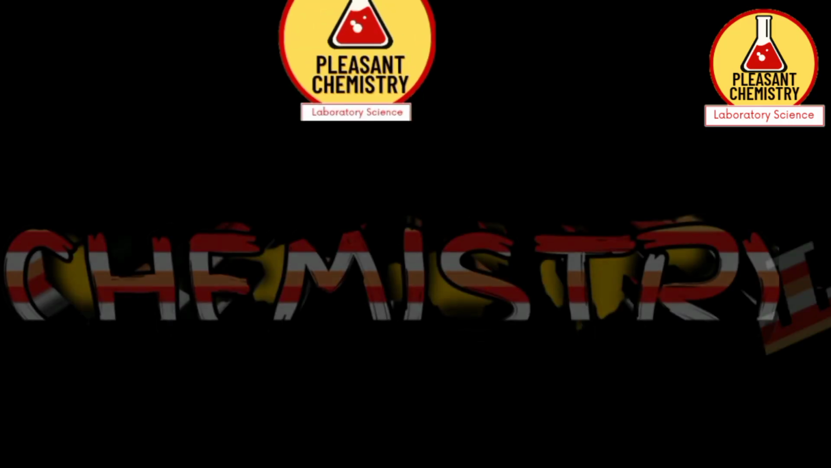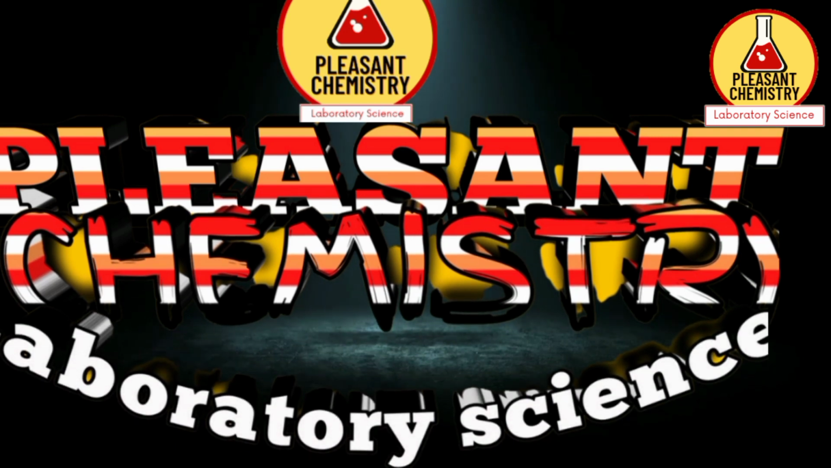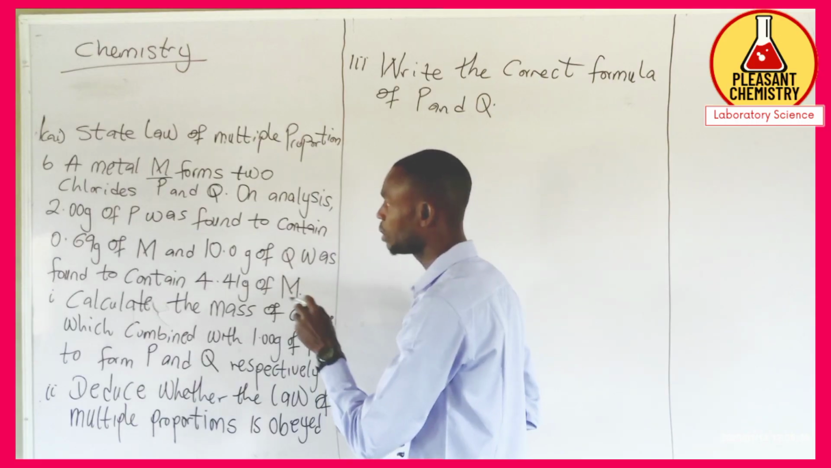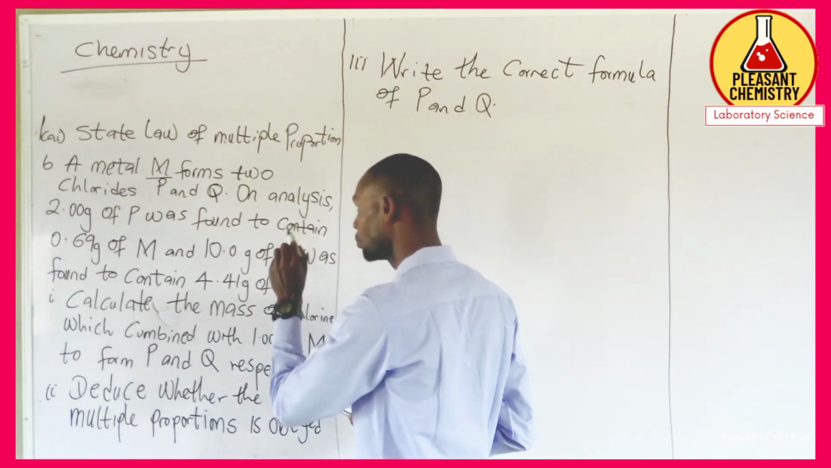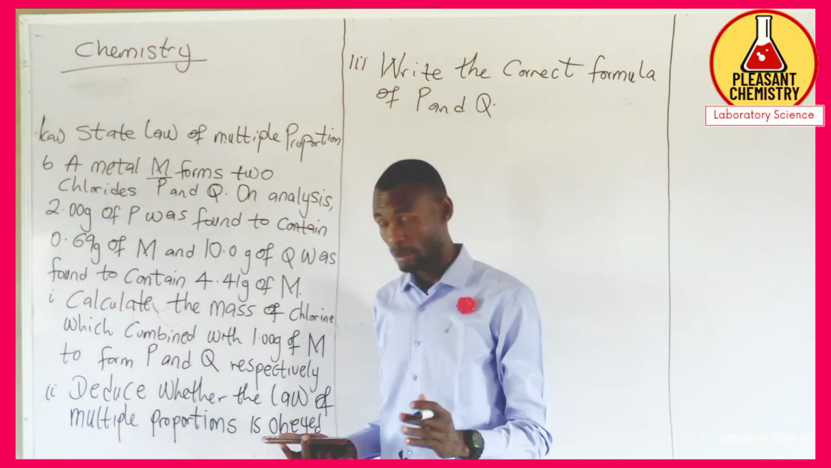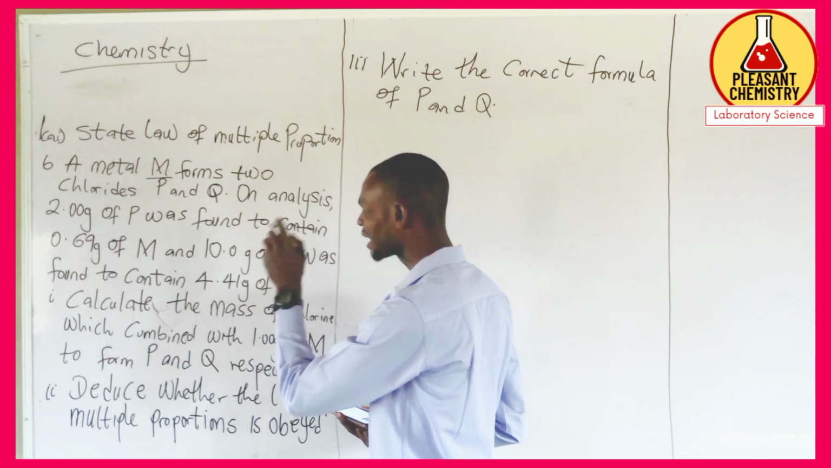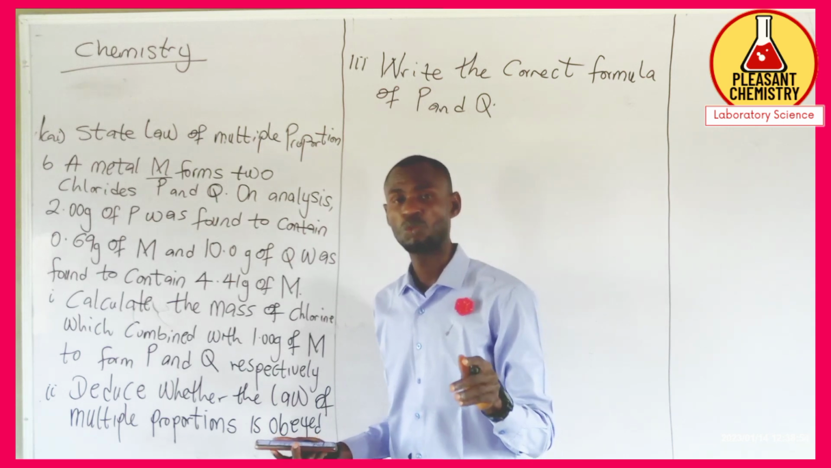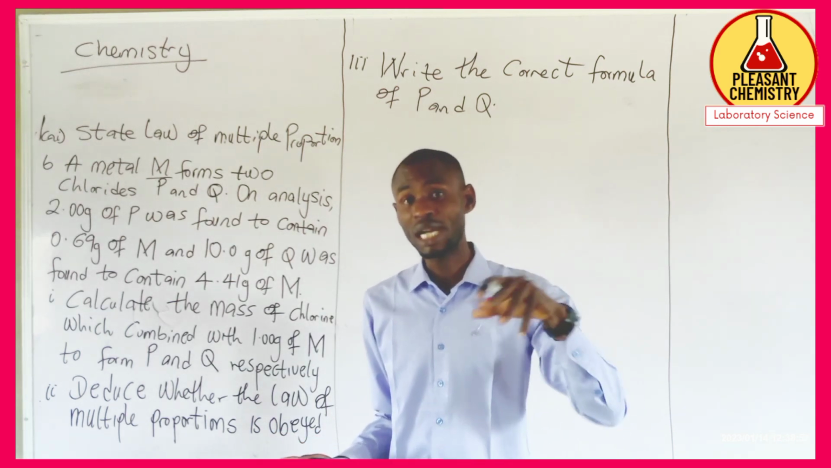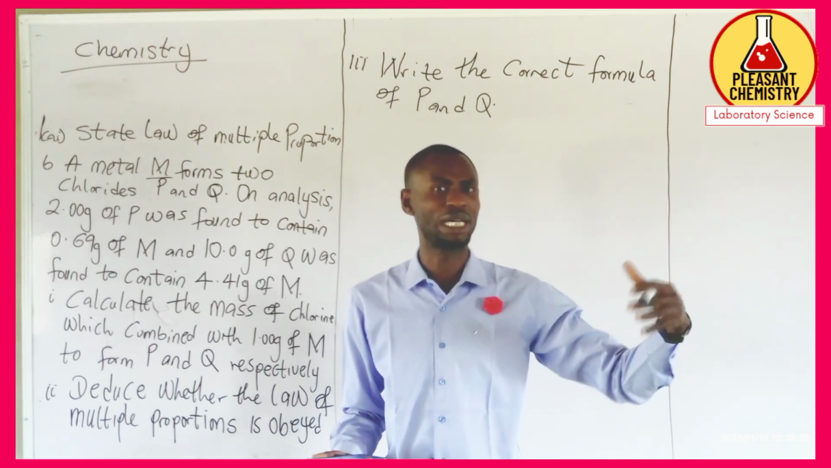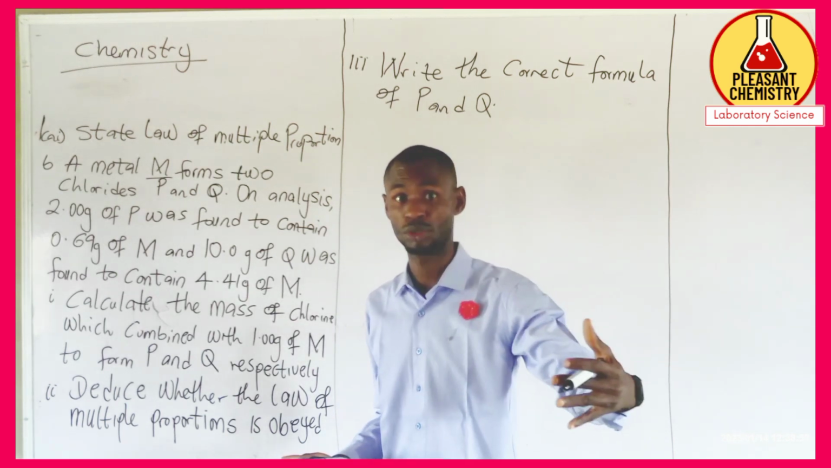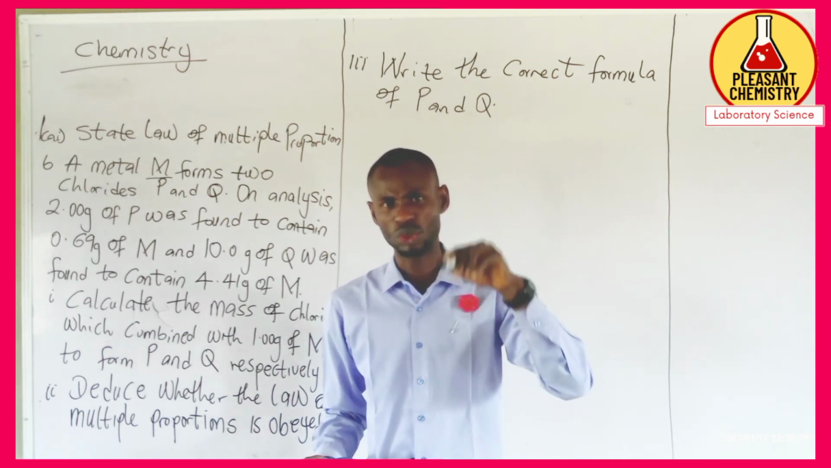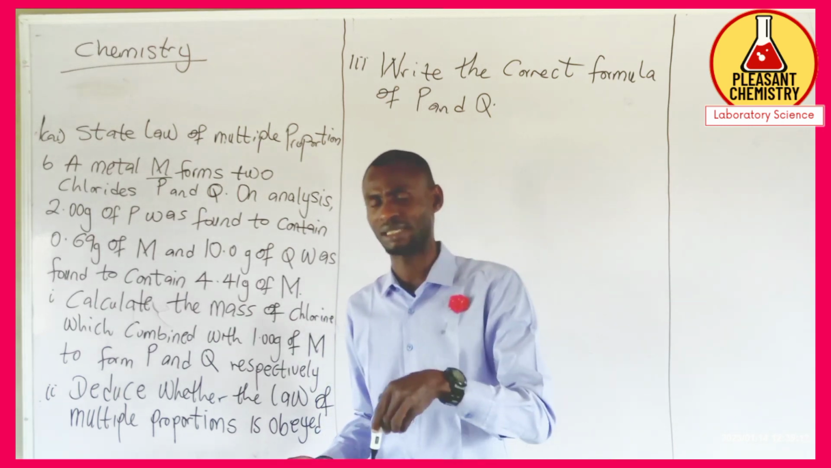A metal M, note that word, a metal M forms two chlorides, P and Q. So P is a chloride and Q is also a chloride. And what is a chloride? A chloride is formed when chlorine combines with another element. That's how we form chlorides. Just like when you say oxide, an oxide is when oxygen combines with another element. So we have oxides there.